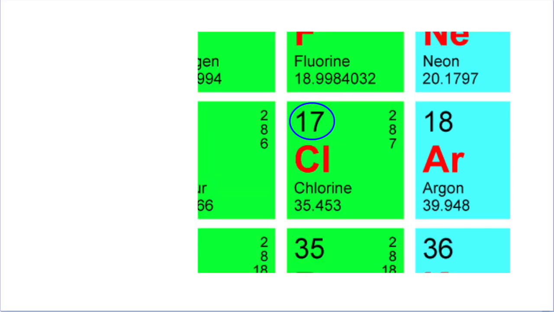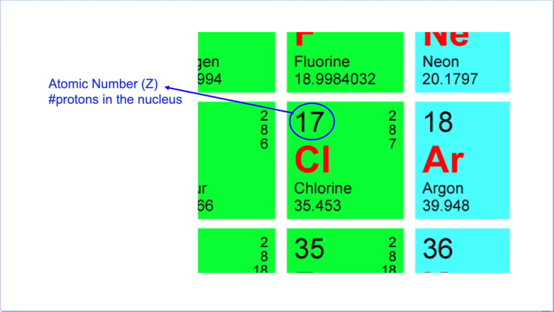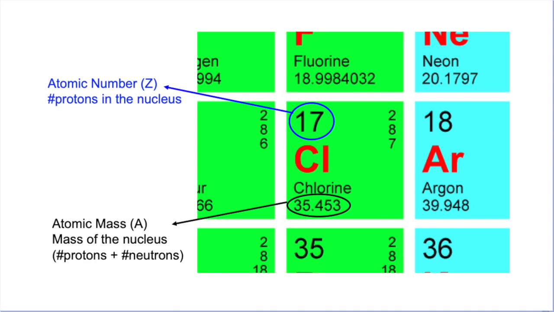The atomic number for chlorine is 17. This is the number of protons. It's the identity of the element. The atomic mass for chlorine is 35.453 atomic mass units. This is the mass of the nucleus and abbreviated with an A. It is actually a weighted average of all the isotopes of chlorine.